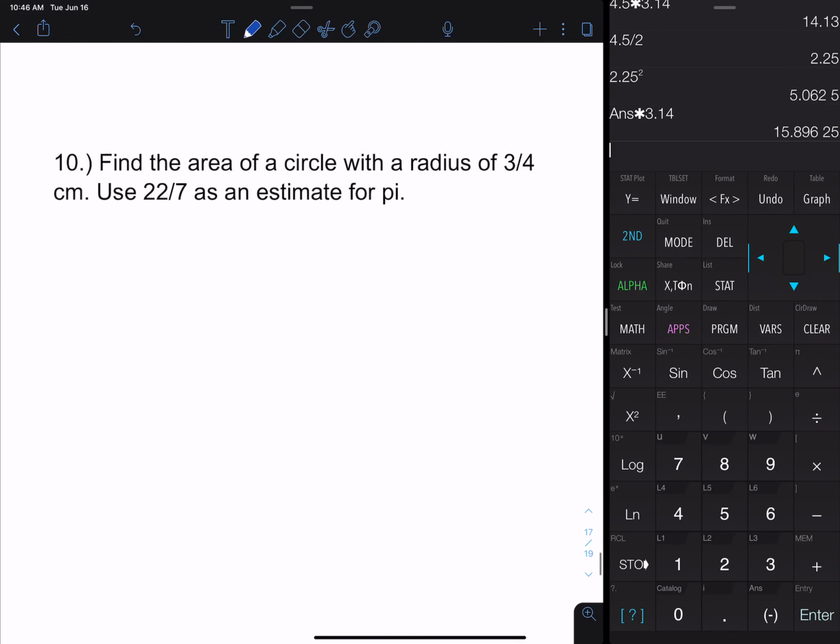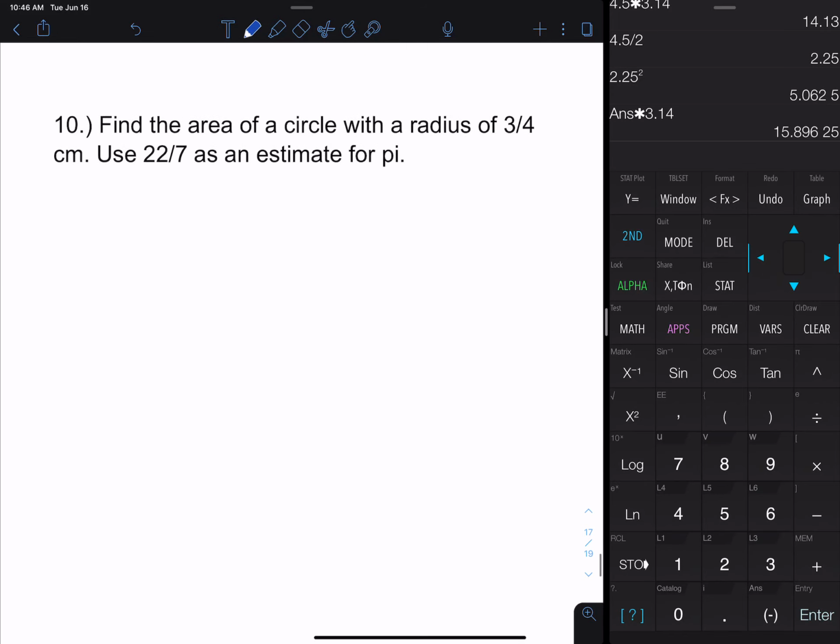If we look at another example, they're telling us to find the area of the circle with a radius of 3/4 centimeters, and this time they're telling us to use 22/7 as an estimate for pi. So if we look at this, I've got a circle, right, and they're telling me that we have a radius of 3/4 centimeters. Now they're telling me to find the area, which we know is pi r squared, and in this case they did give us that r, so we don't have to do any extra steps there. We can just dive right into using this formula.